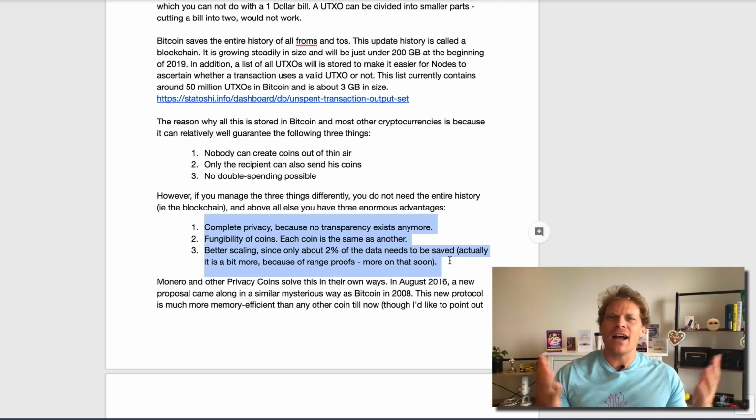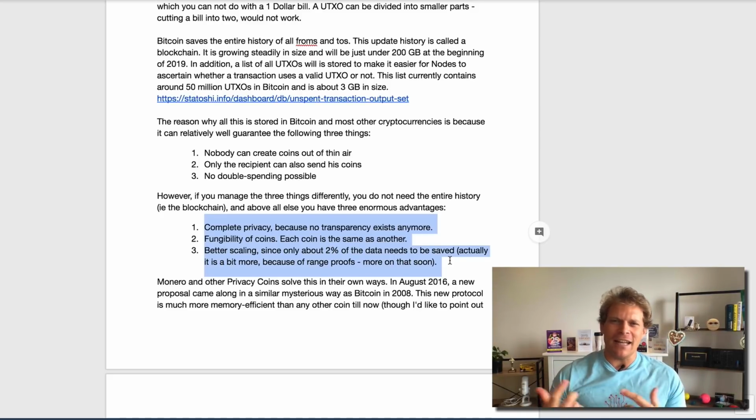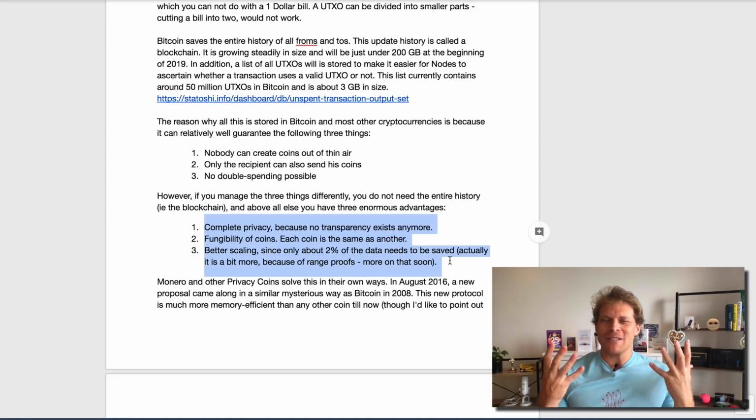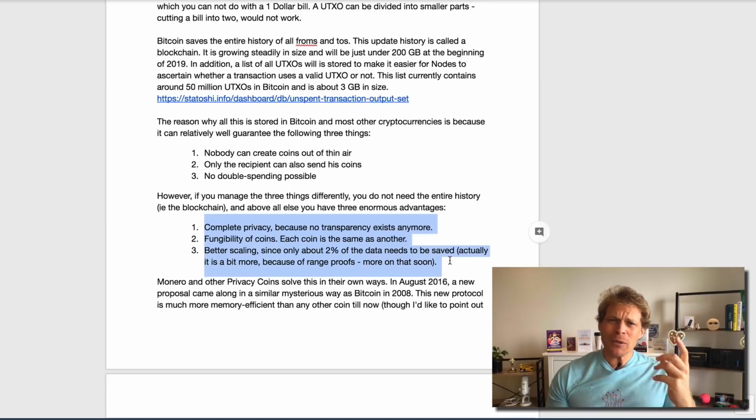And the last thing is size. Storing the entire blockchain is huge. In most smartphones, you can't store 200 gigabytes, and the sending and receiving of data is quite difficult. Now, if you only would have to do 2 or 3% of that, that would be fantastic for scalability, for accessibility, for inclusiveness. And you will see that it would actually be possible to drop the entire history. Now, it's not going to stay at only 2%. It will go up a bit because of something called range proofs, but we're going to be discussing this and how this actually works. And so understanding what we need.